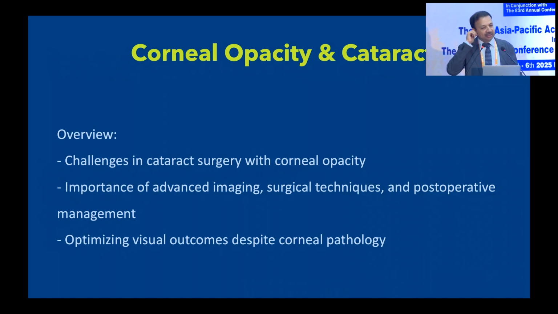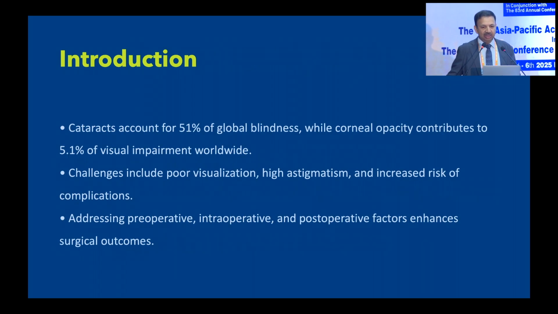Now, cataract surgery definitely poses a challenge when there is a corneal opacity. And in this scenario, I think there's the importance of advanced imaging techniques. You have to modify your surgical technique and the post-op management. And you have to try and optimize the visual outcome despite the patient having a corneal pathology. So basically, it's trying to bypass any corneal surgery and still address the issue of dealing with the cataract and trying to improve the patient's visual acuity.